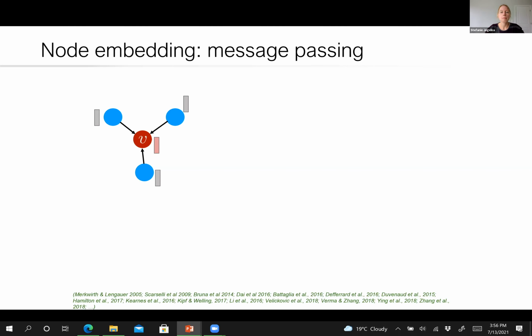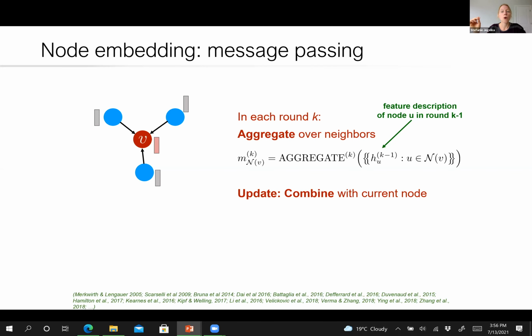To look at an example, let's say we wanted to compute the encoding or embedding of that red node V. So what you do is you go in rounds, and in each round, node V collects the feature vectors of its neighbors and encodes those into a message. That encoding is called an aggregation function. It takes a set of vectors, one vector from each of the neighbors, which is the current feature encoding of that neighbor, and maps them to a single vector. That's your message.